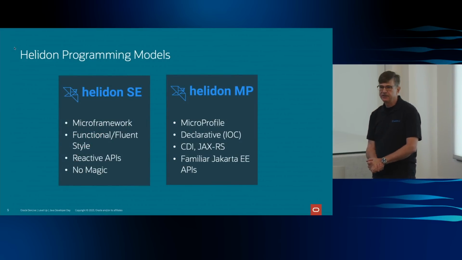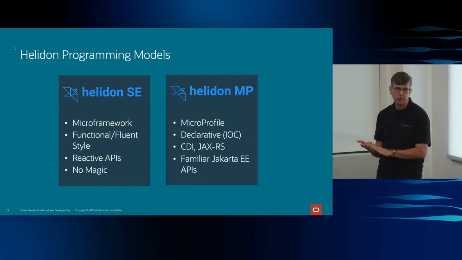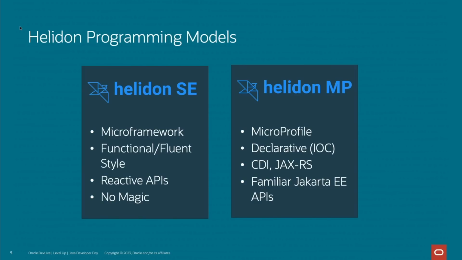One thing that makes us a little different than some of the other Java frameworks is we support two programming models, or two API styles that you can pick from. So our foundational set of APIs we call Helidon SE. It's a kind of a small micro framework. It uses a functional fluent style, so you use fluent builders to construct your Java objects. It's a reactive or asynchronous based API. And we like to say no magic, right? There's no magic going on here. It's all very explicit and transparent.